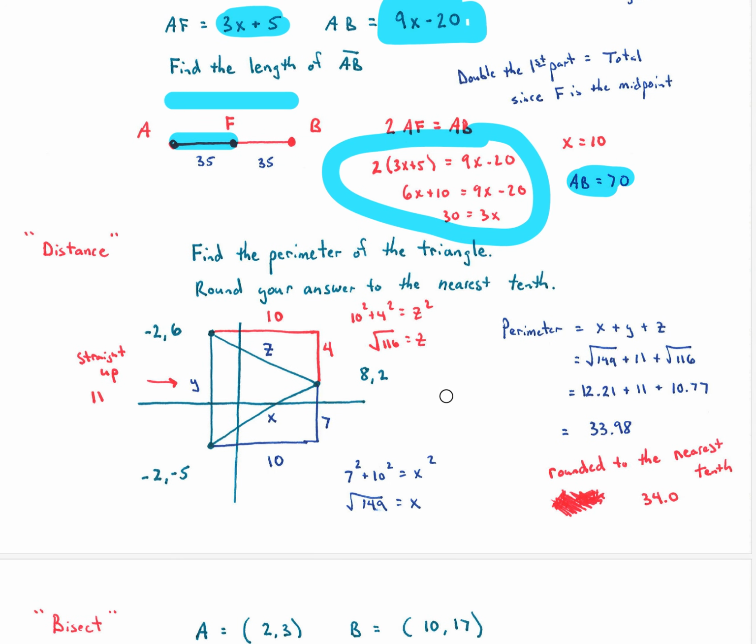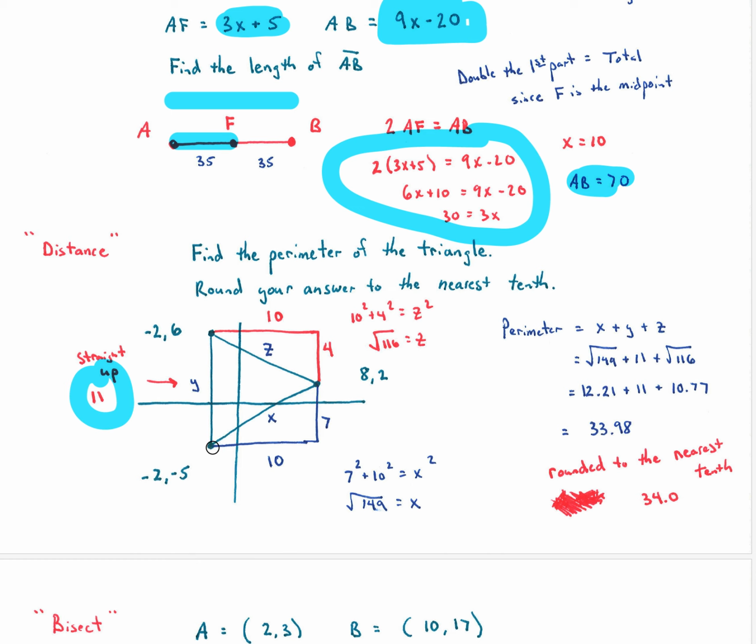Next one, find the perimeter of a triangle. Remember, the perimeter of a triangle is the same thing as the distance around. So this one is just straight up. So that side length is really easy. I'm just going to go straight up, and I went from -5 to 6, and that's 11. So I know that that side is 11. Okay, I'm going to delete that.